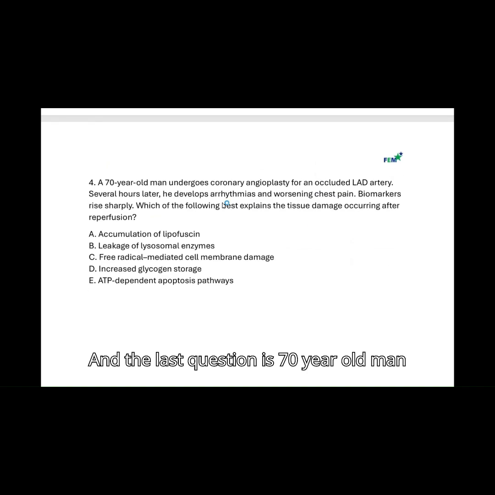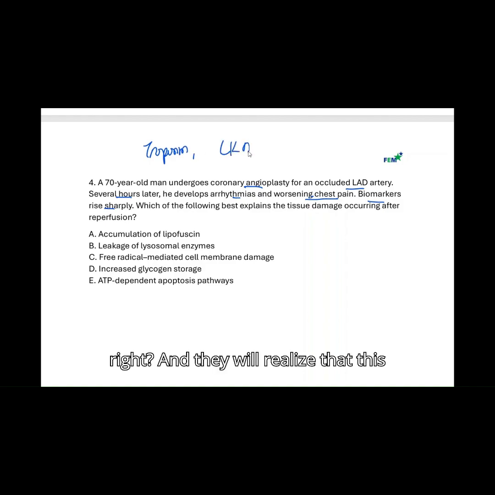And the last question: a 70-year-old man undergoes coronary angioplasty for occluded LAD. Several hours later, after we have done the coronary angioplasty, meaning that we have opened up the obstruction, he later developed arrhythmia and worsening chest pain, right? So somebody who had the occluded LAD, we've opened up the obstruction, but now this patient starts having arrhythmia and worsening chest pain. And they check some cardiac biomarkers, for example troponin, or CK-MB, right? And they realize that these enzymes are on the rise, even higher than when the patient first came in. So which of the following best explains the tissue damage occurring after reperfusion?